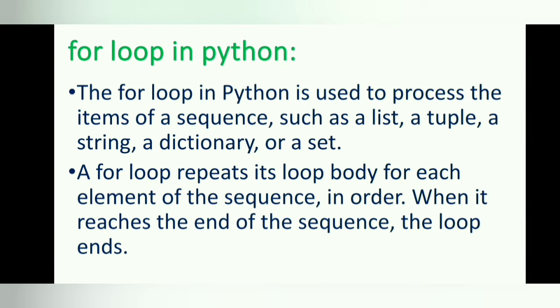The for loop in Python is used to process the items of a sequence such as a list, a tuple, a string, a dictionary or a set. A for loop repeats its loop body for each element of the sequence in order. When it reaches the end of the sequence, the loop ends.